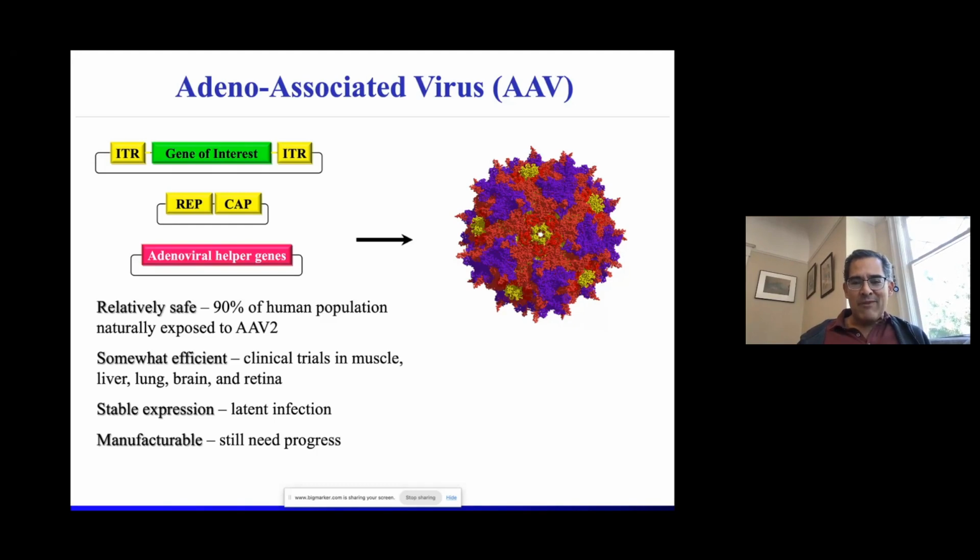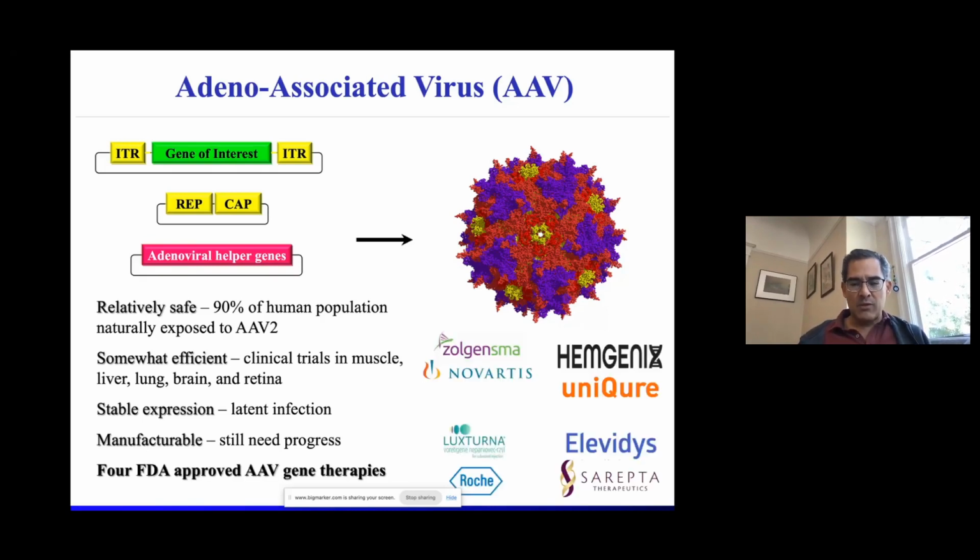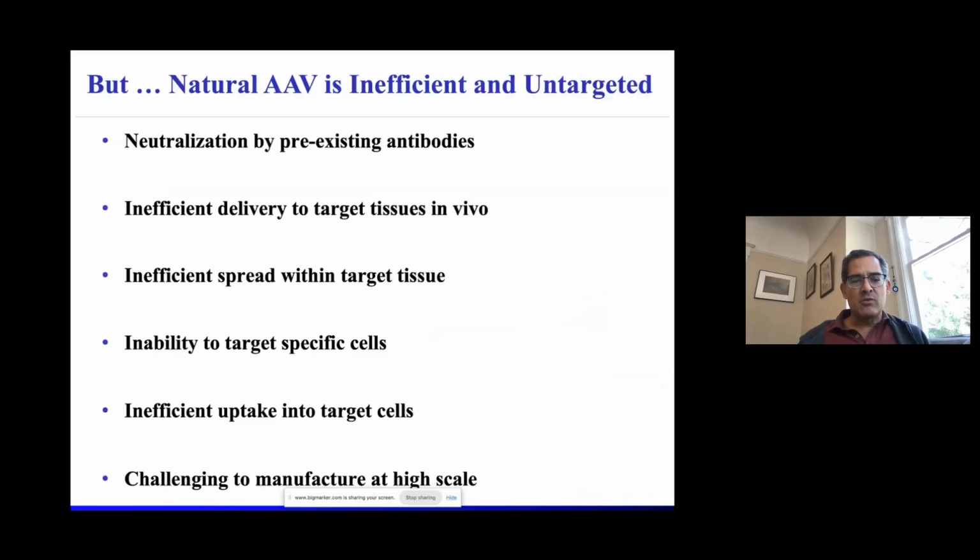The particles are manufacturable. There need to be improvements to reduce costs and increase scale, but they're sufficiently manufacturable now to have resulted in 4 FDA-approved gene therapies, including the first in 2017, which was Luxturna by Roche for the treatment of Leber congenital amaurosis type 2, Zolgensma from Novartis for the treatment of spinal muscular atrophy type 1, Hemgenix, which happened last winter, from Uniqure for the treatment of hemophilia B, and Elevidys just last week from Sarepta, which was approved for the treatment of Duchenne muscular dystrophy.